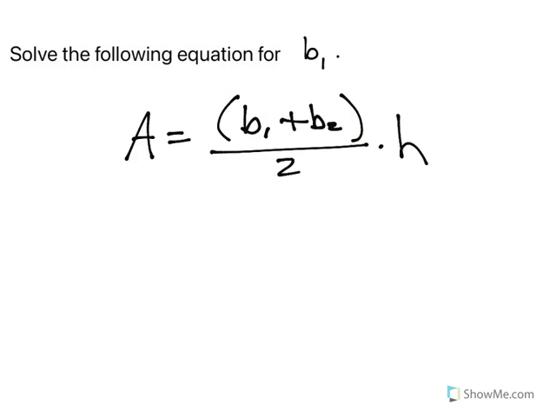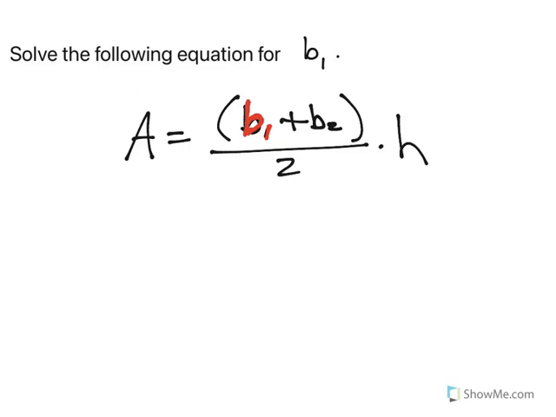Let's do one more. This one is a little bit intense. So this is the area of a trapezoid. Area equals base 1 plus base 2 divided by 2 times the height. No problem. We want to solve this bad boy for B1, the first base. There are a couple different ways to do this. I'm going to do this very much step by step.